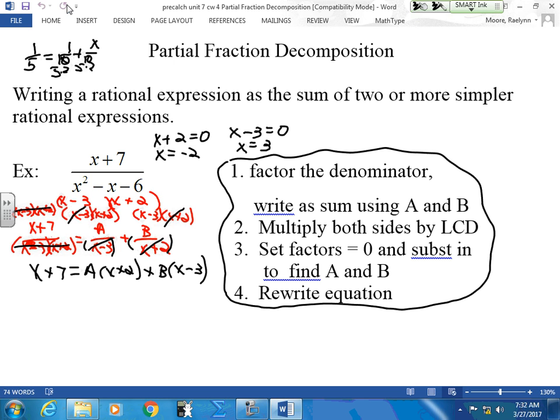So I'm going to substitute x with negative 2, and I'm going to rewrite this. Oops, this guy is x also. Let me move this out of here. This is fun.